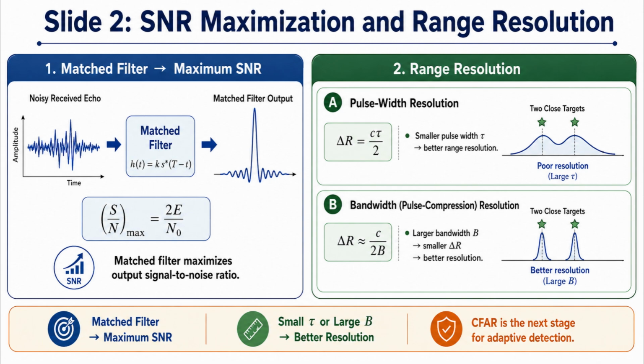On the right, range resolution is explained in two ways. For a simple pulse, delta R equals c tau by 2. So, a smaller pulse width, tau, gives better range resolution. For pulse compression radar, delta R is approximately c by 2B. Therefore, a larger bandwidth B gives a smaller delta R and better separation of two closely spaced targets. So the key idea is, matched filtering maximizes SNR, while small pulse width or large bandwidth improves range resolution. CFAR is then used in the next stage for adaptive detection.